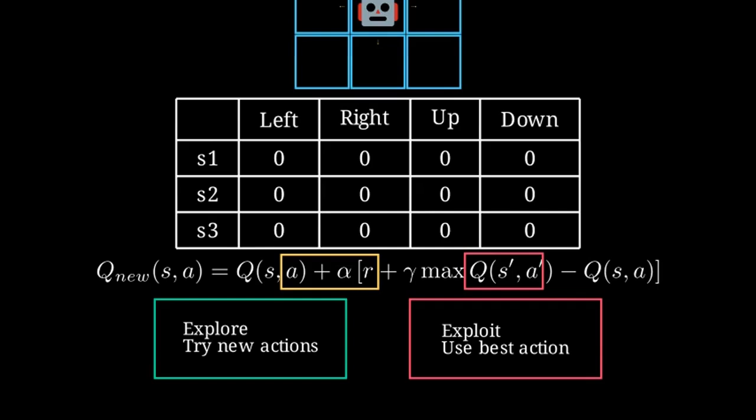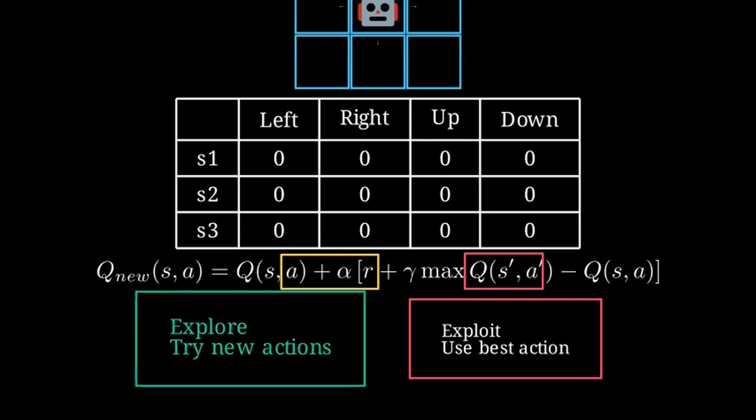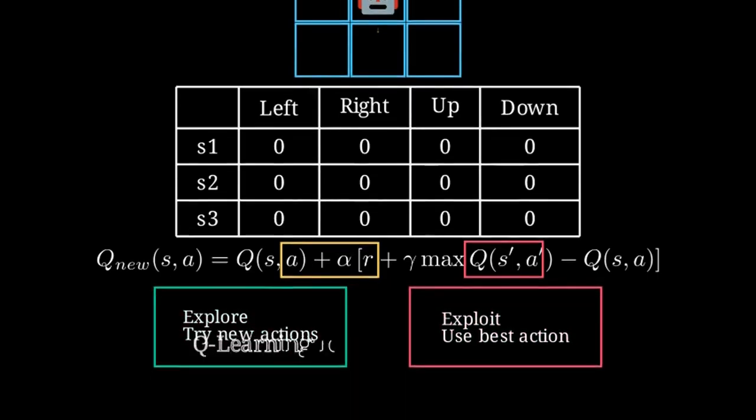That is the intuition behind Q-learning. We go to a table of values, update it using rewards, and balance exploration with exploitation to learn the best actions over time.